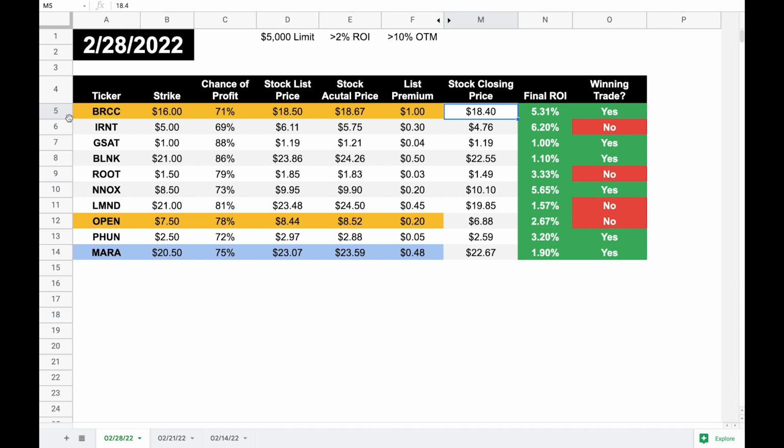So on BRCC, I received the full premium, I sold it for 85 cents, I believe. I received that full premium, and then I was not assigned, so I got my cash back as of today. For open, I sold this, I think it was for 20 cents actually, and this expired below my strike. So my strike was $7.50. The stock was $6.88 by close on Friday. Therefore, I keep my premium, 20 cents, but I also get assigned the shares, meaning that I have to buy 100 shares at $7.50. All right, so that's the first half of the wheel.